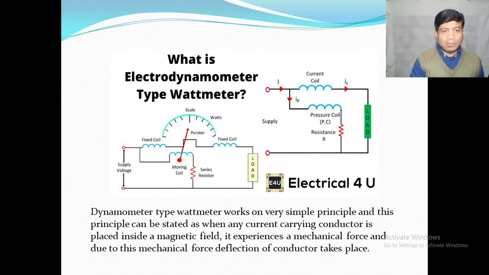Now the fixed coil has a large number of turns while the moving coil has a small number of turns, and both of these two coils develop electromagnetic fields. These two electromagnetic fields interact with each other to result in the motion of the pointer. This forms the basic principle of working of the electrodynamometer type wattmeters.